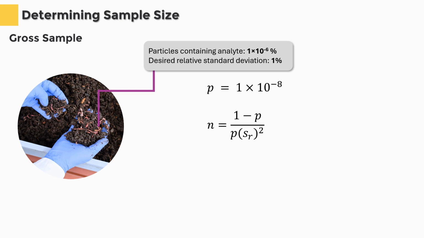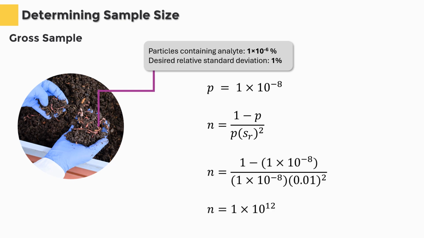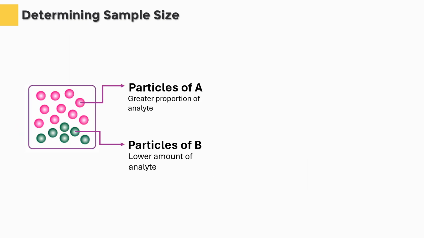Solving for n, we obtain this, which gives us 1 times 10 raised to 12. Therefore, to obtain a relative standard deviation for sampling of 1%, we need to collect 1 times 10 raised to 12 particles. Realistically, though, we can assume that both of the components in the mixture have the analyte, but in varying levels of concentration.